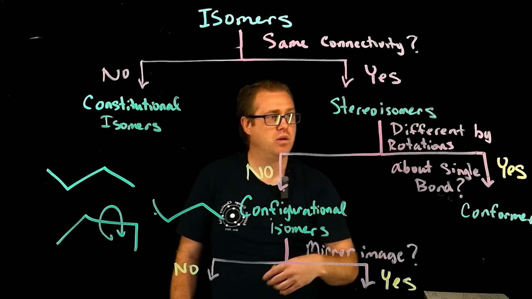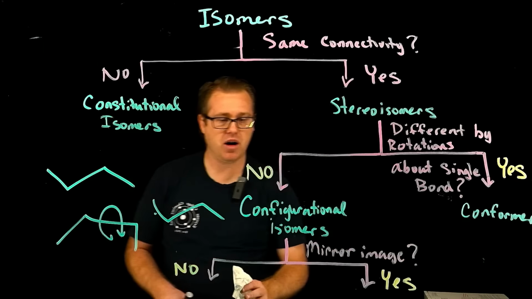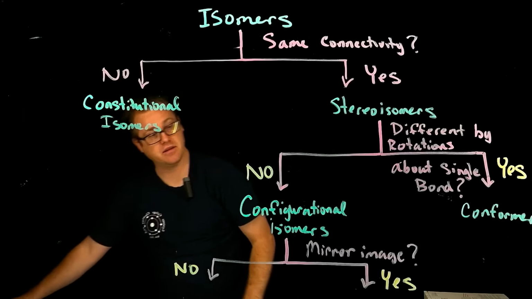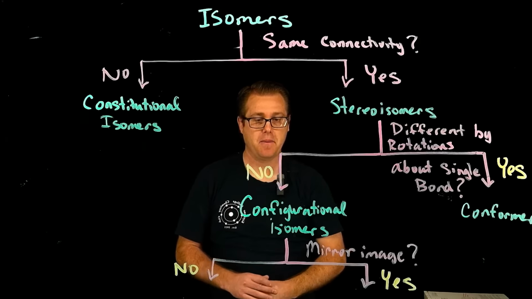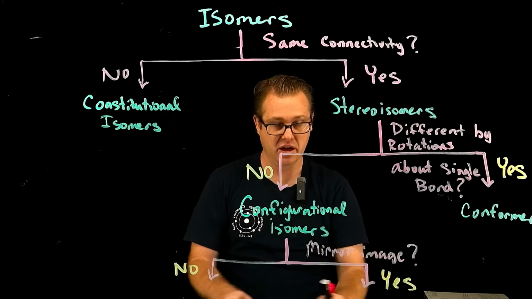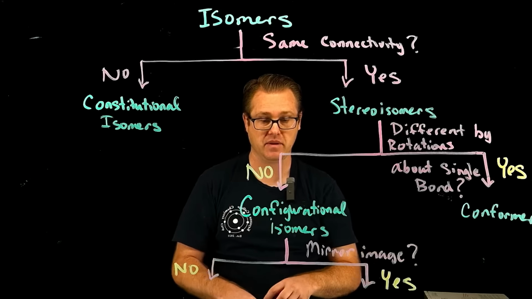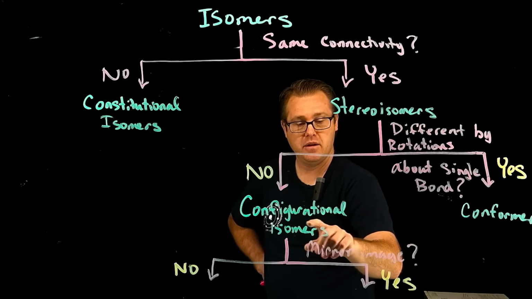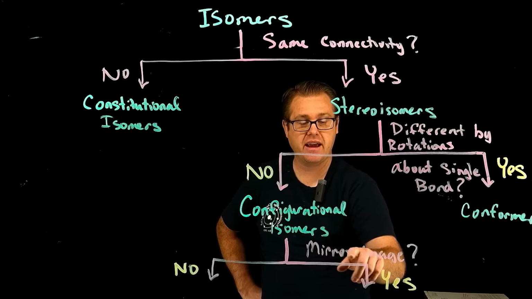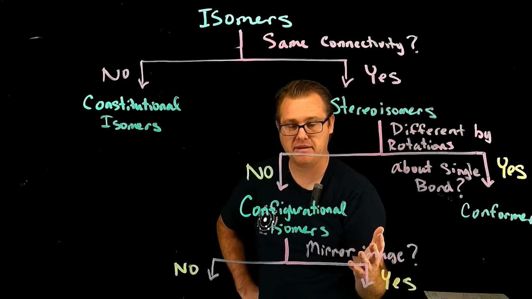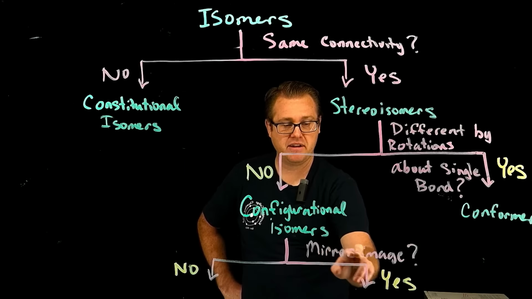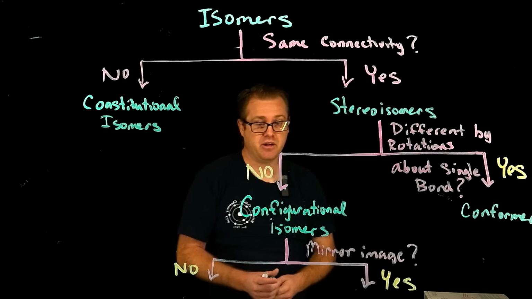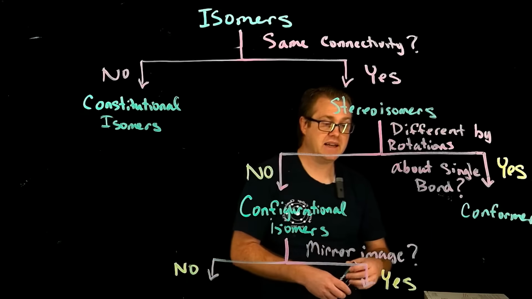But if the answer is no, they're not different by rotation of a single bond, then we have configurational isomers. And this is where we are going, this is introducing the new topic that we are going to discuss. In configurational isomers, we then ask another question. Are they a mirror image? Now we haven't talked about that yet. But if you ask the question, if they're mirror images, when you're looking at two molecules, if the answer is yes, then the relationship between those configurational isomers is called an enantiomer.